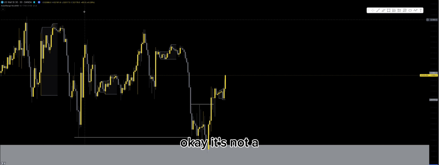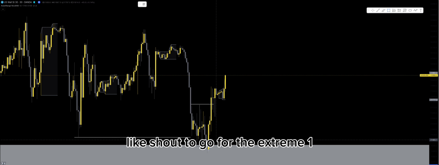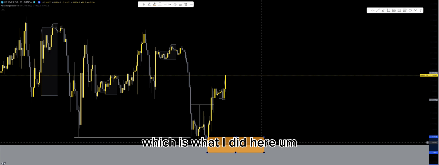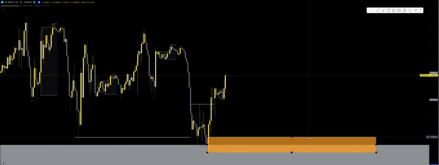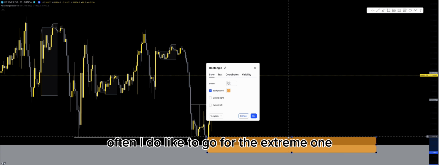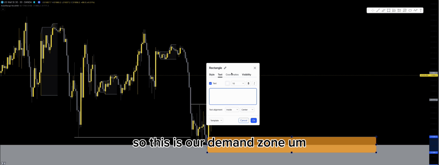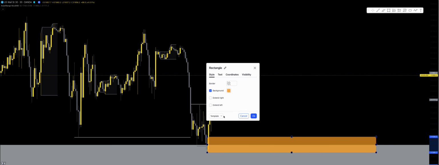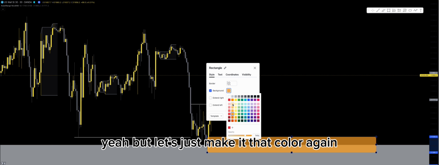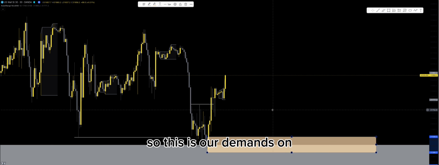Okay. It's not a bad shout to go for the extreme one, which is what I did here. Often I do like to go for the extreme one. So this is our demand zone. Yeah, I'm bugging. Let's just make it that color again. So this is our demand zone.